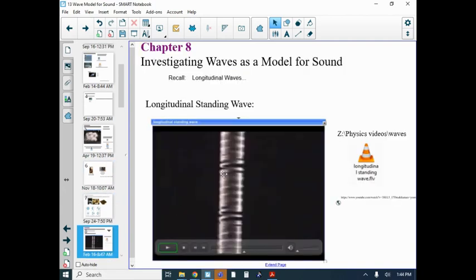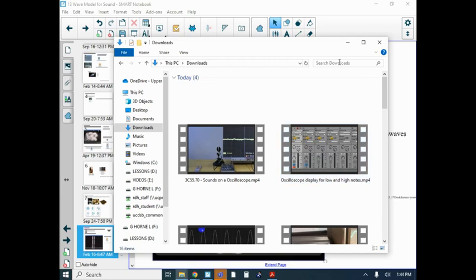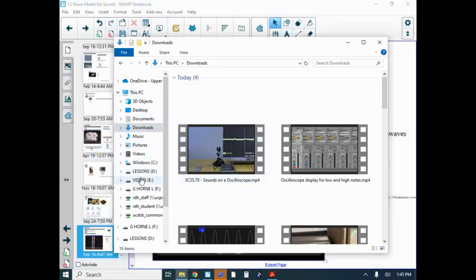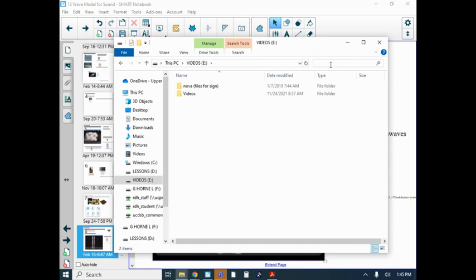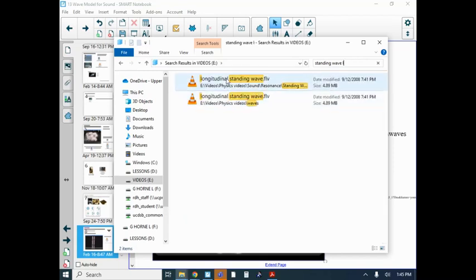There we go. So moving on to now investigating waves as a model for sound. So we know about longitudinal waves. So let's look at a longitudinal standing wave. I'm in the wrong spot here. Videos. Standing. Find it quick here. Longitudinal standing wave.